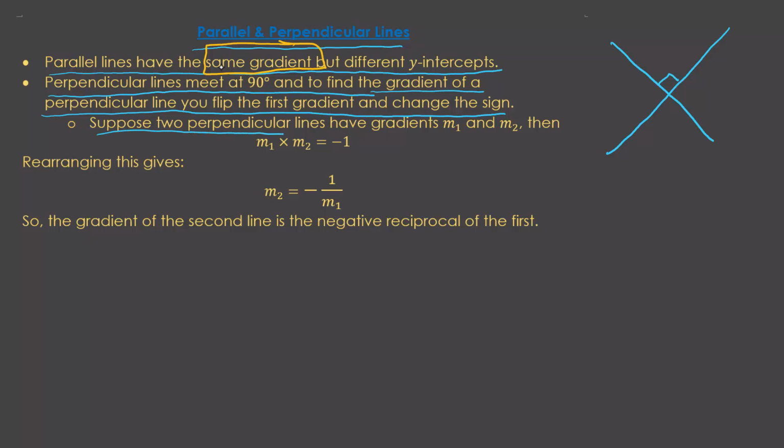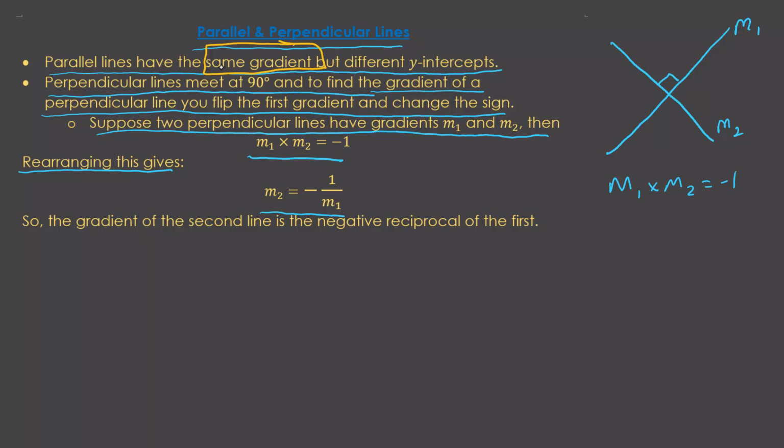Suppose two perpendicular lines have gradient m1 and m2. So let's suppose this one has a gradient m1, this one is m2. Then it is always the case that m1 times m2 is equal to -1. Rearranging this gives m2 is -1 over m1.